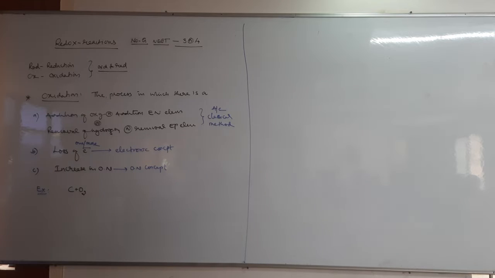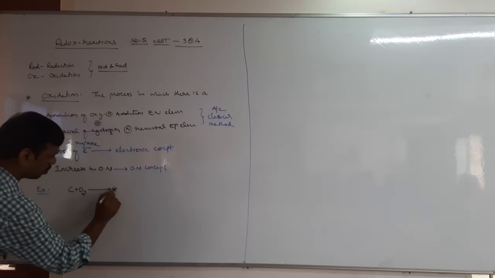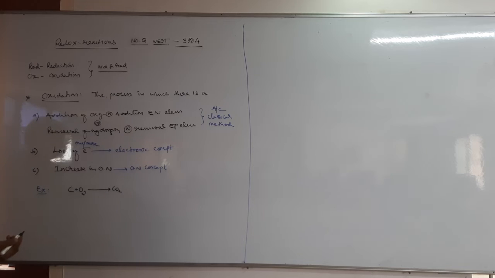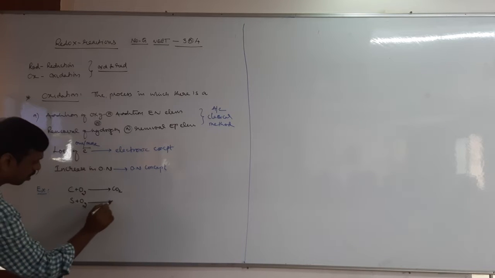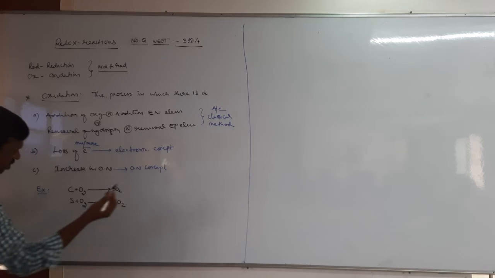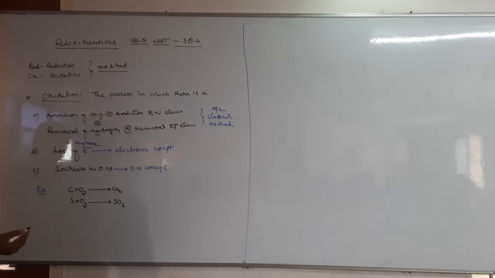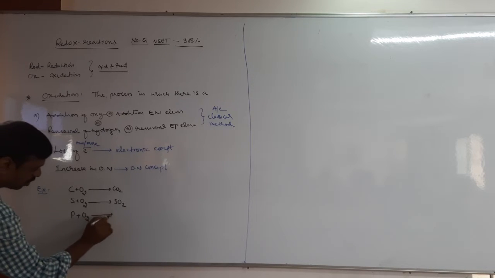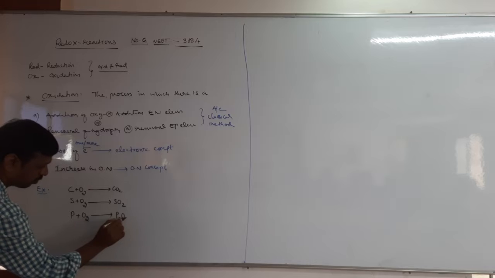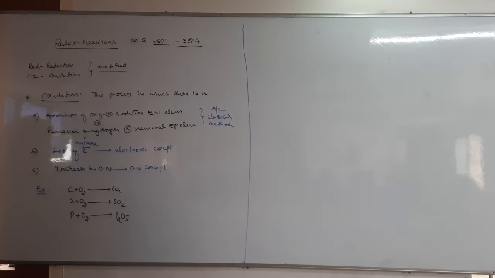Let us write some examples related to addition of oxygen. You can write many more. C plus O2 gives CO2. It is addition of oxygen, right? Sulfur plus oxygen gives sulfur dioxide. It is an addition of oxygen. Next, phosphorus plus oxygen, you will get P2O5. It is not balanced, you can balance it.